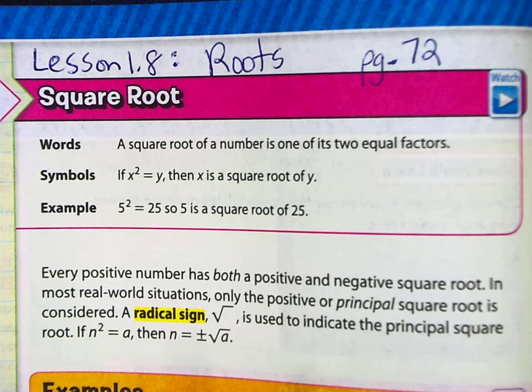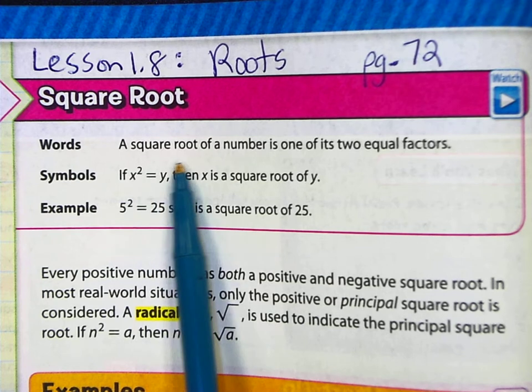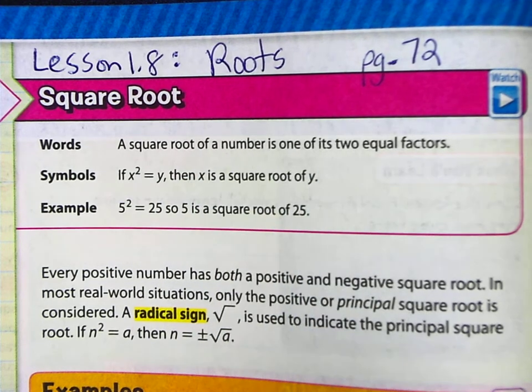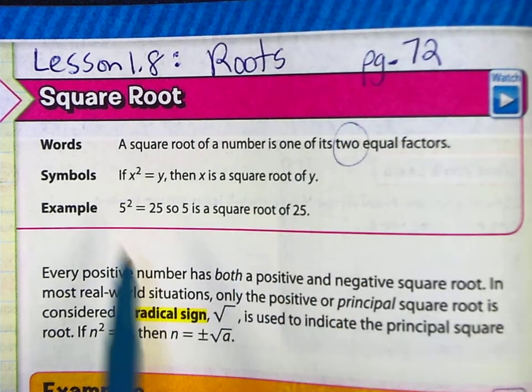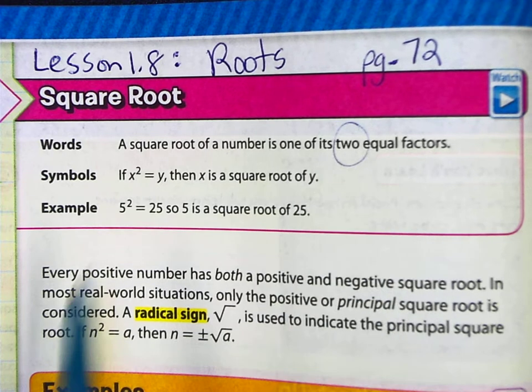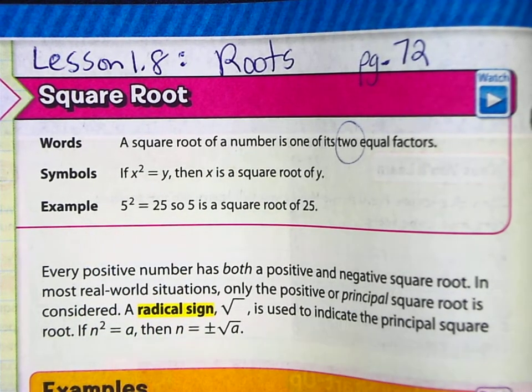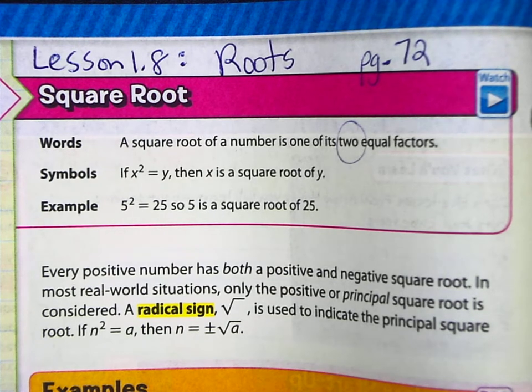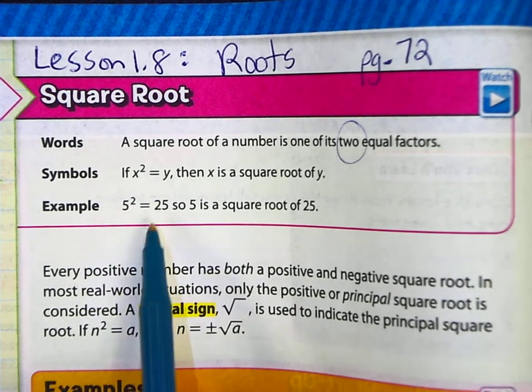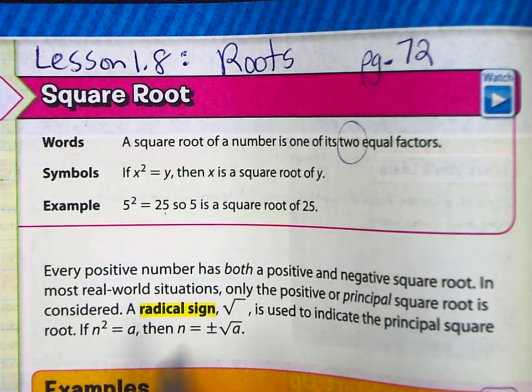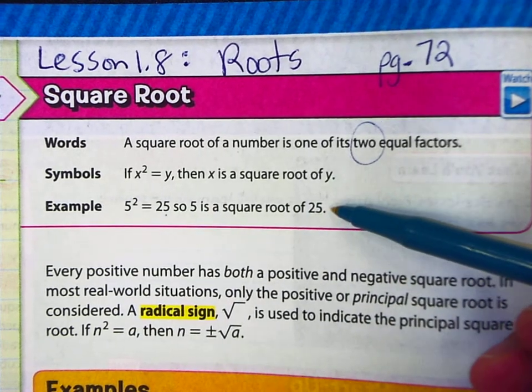Okay, so let's take a look at square roots. A square root of a number is one of its two equal factors. Square meaning two. So if you think of it like this, what number would you write down twice and multiply to get the certain number in your square root sign? And that would be your square root.